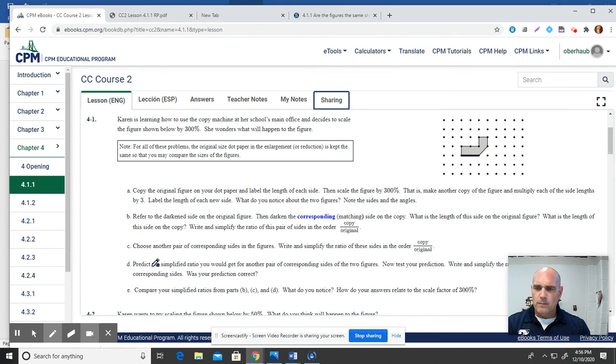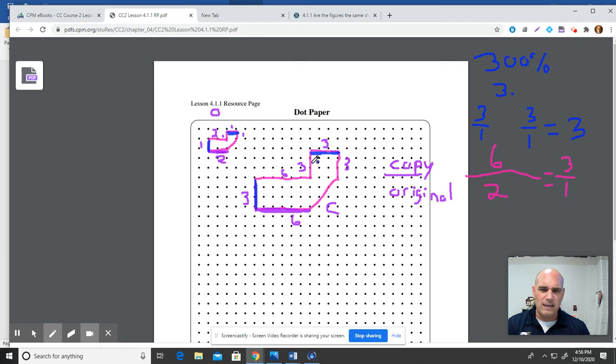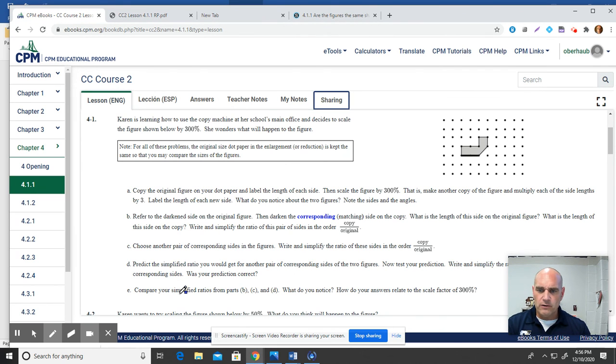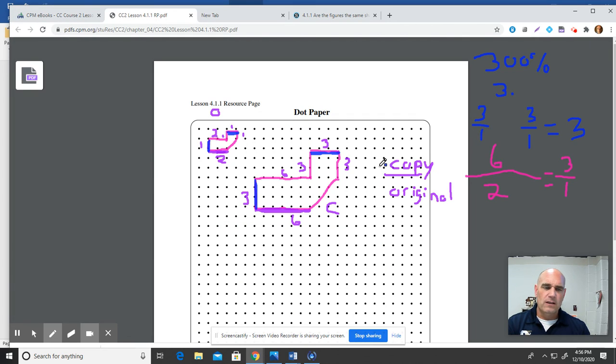All right, what else we got going on? Predict the simplified ratio you would get for another pair of corresponding sides of 2 figures. Now test your prediction. So as we said earlier, no matter what side I pick on this, if I take its corresponding side, it's always going to be 3 over 1, which reduces down to 3. Compare your simplified ratios from B, C, and D. What do you notice? How do your answers relate to the scale factor of 300%? All right, I guess I already answered that for you. So that idea that we wanted to increase it by 300%. So we multiplied everything by 3, and our scale factor ends up being 3. So there's definitely a relationship here. Hopefully that helps with question 411.